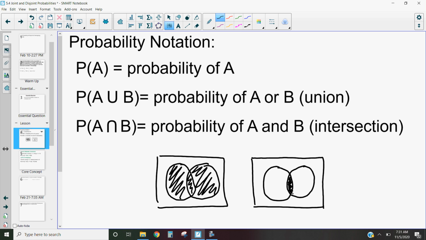Now, sometimes our intersection point won't exist, or sometimes our union point won't be included, and there's going to be nothing in the middle between those two. And that's what we're talking about today, is what happens with our union there.